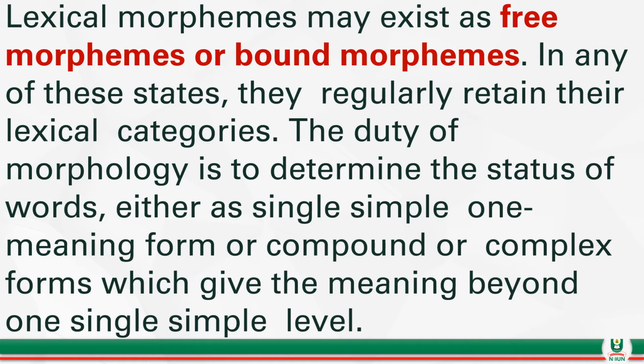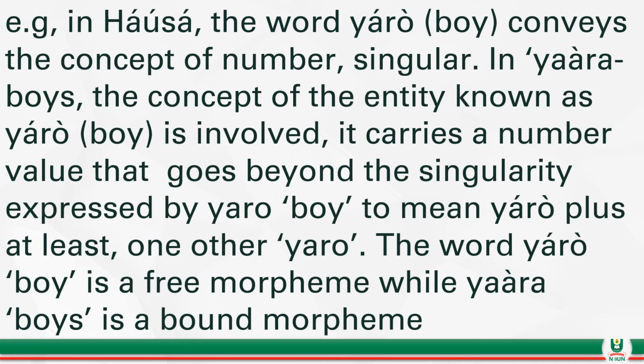For example, in the Hausa language, we have the word yaro, which means boy. So the word yaro conveys a singular form of a boy. That is, we are talking of a singular boy, a boy. When it becomes yara, then the concept of singular has changed. Yara means boys, but yara is derived from yaro.